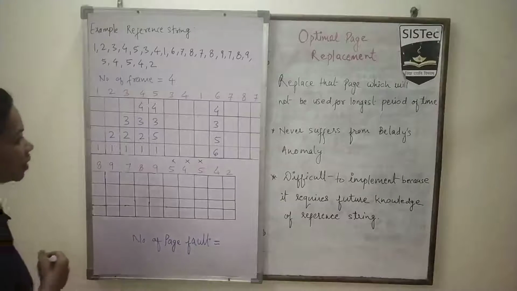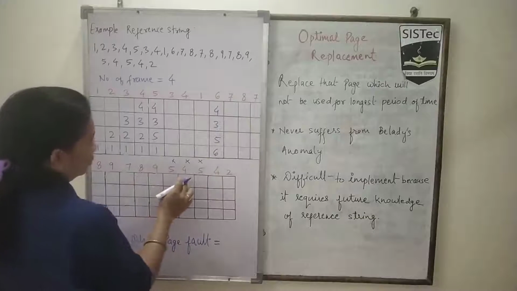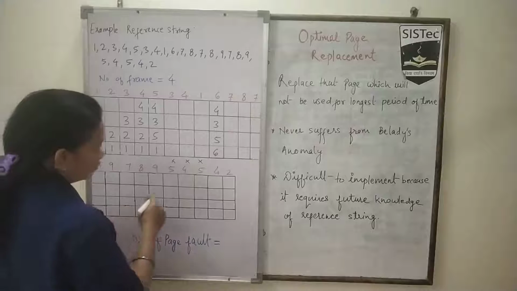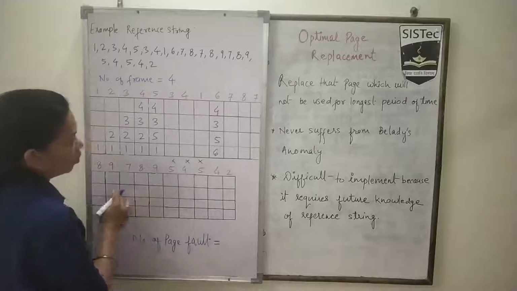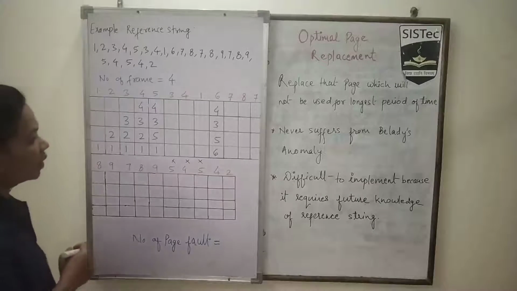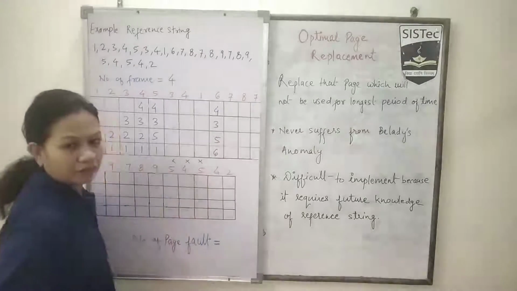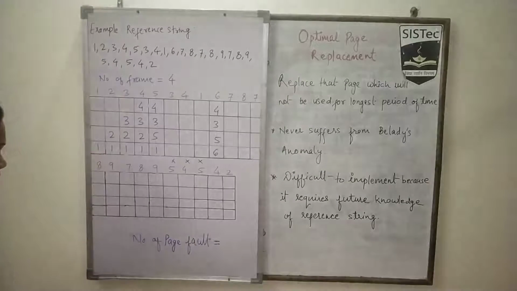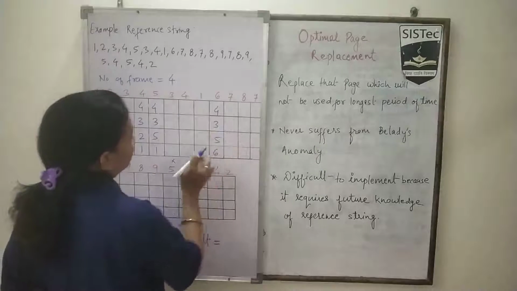So you can see 4 is somewhere going to be used, 5 is also going to be used somewhere. Now page number 6 is not going to be used for a long period of time, and 3 is also not seen anywhere in the next. So from 3 and 6 our target page may be 3 or 6.